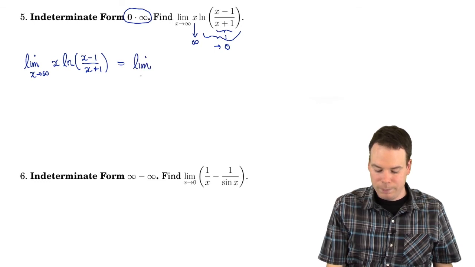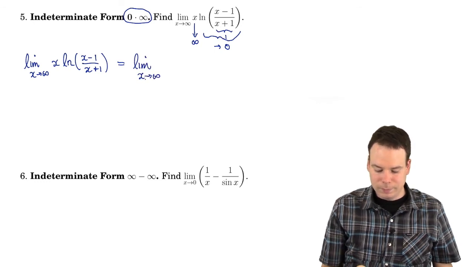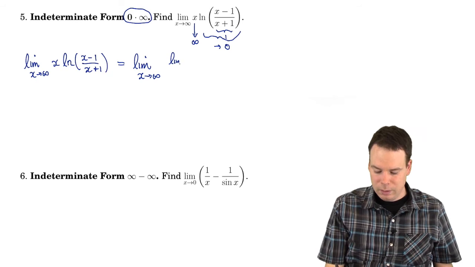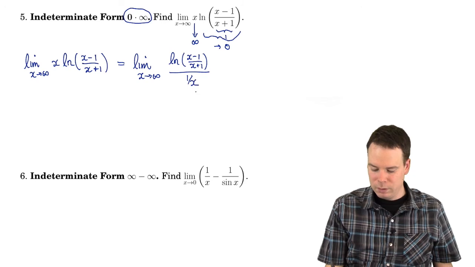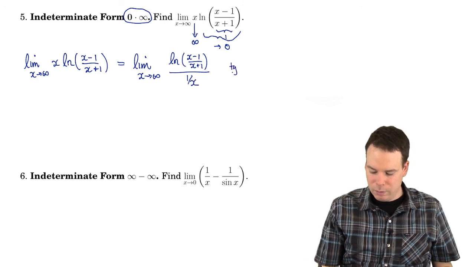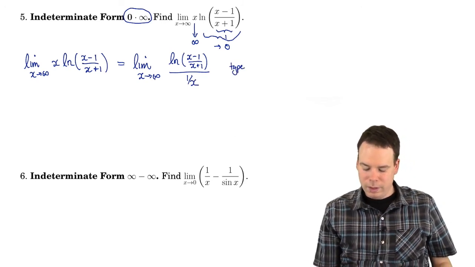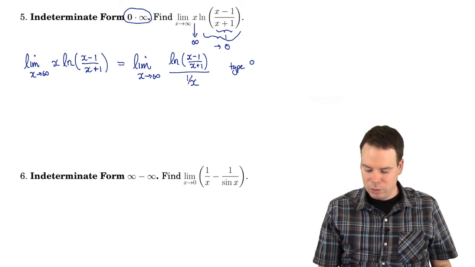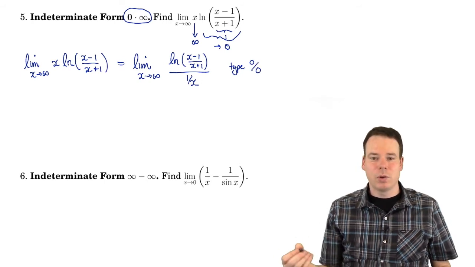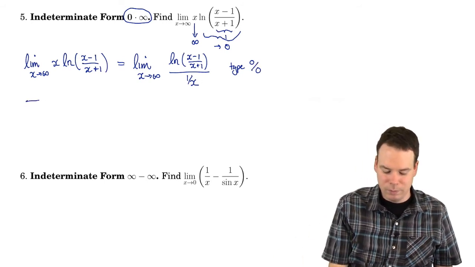One way to do that is to say, well, let's take that logarithm and leave it up top, and let's push that x downstairs as a 1 over x. Now what's happening? Well, as x goes to infinity, the top goes to ln of 1, goes to 0. The bottom goes to 1 over x, where x is going to infinity, so that goes to 0. So it is of type 0 over 0, and now we can apply L'Hopital's Rule.